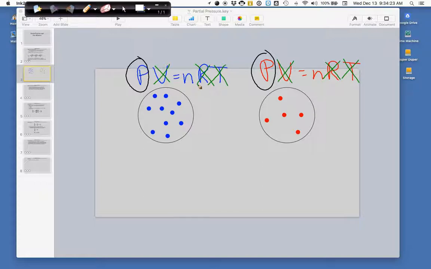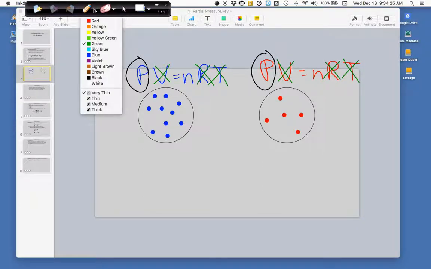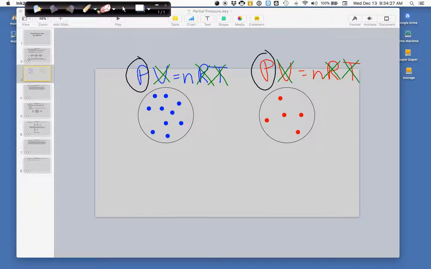So now let's give it numbers. Let me clean up this mess. Let's say that blue has a pressure, let's just use a nice easy number, and red then of course would have a pressure of 1 atmosphere. You guys with me so far? Okay.